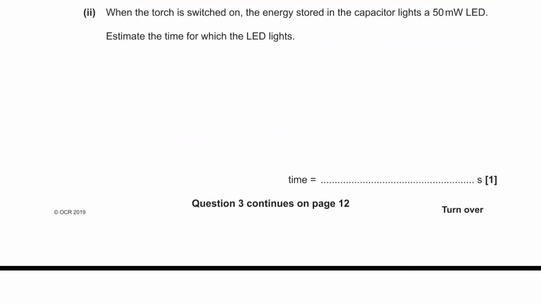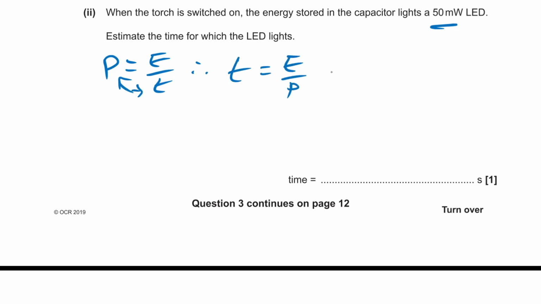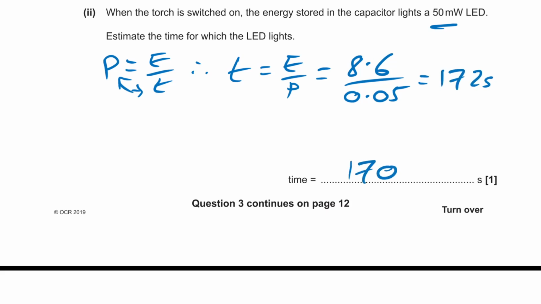When the torch is switched on, the power is 50 milliwatts. Estimate the time for which the LED lights. Easy. Power is equal to energy divided by time. Therefore, swapping these two round, time is equal to energy divided by power. So that is our 8.6 joules divided by 50 milliwatts. In other words, 0.05. So in other words, 8.6 times 20. And we have 172 seconds, but we should probably do that to 2 sig figs. So we're going to say 170.